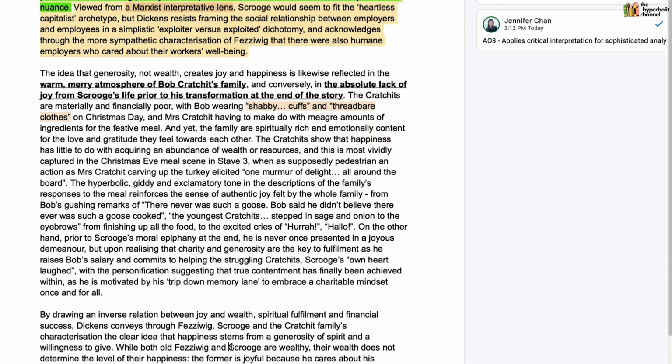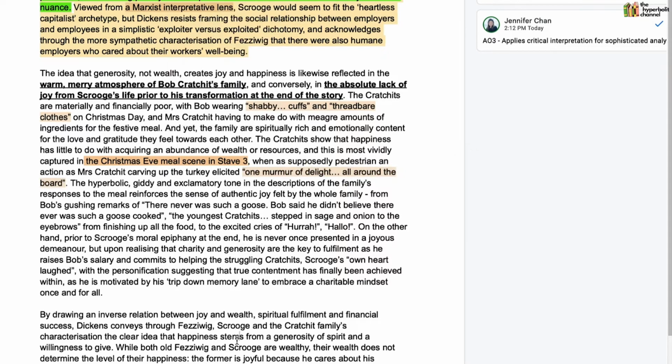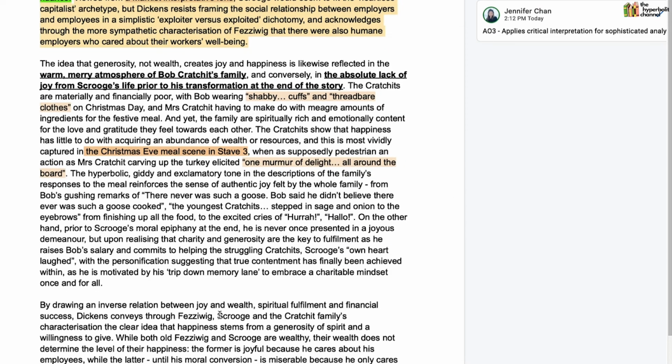The Cratchits show that happiness has little to do with acquiring an abundance of wealth or resources, and this is most vividly captured in the Christmas Eve meal scene in Stave 3, or Chapter 3. When, as supposedly pedestrian an action as Mrs. Cratchit carving up the turkey elicited one murmur of delight all around the board. So bringing in a quotation here to tell us how joy and happiness manifests in the family.